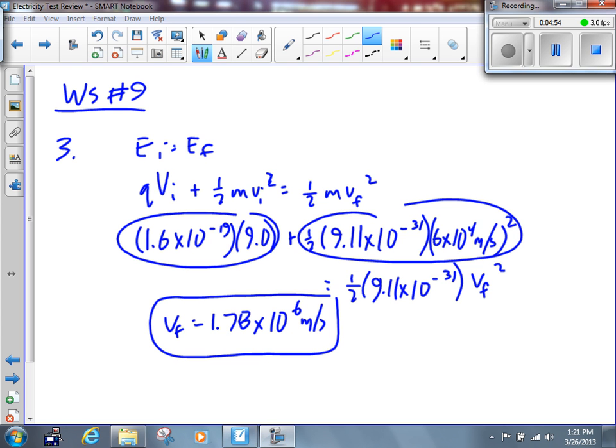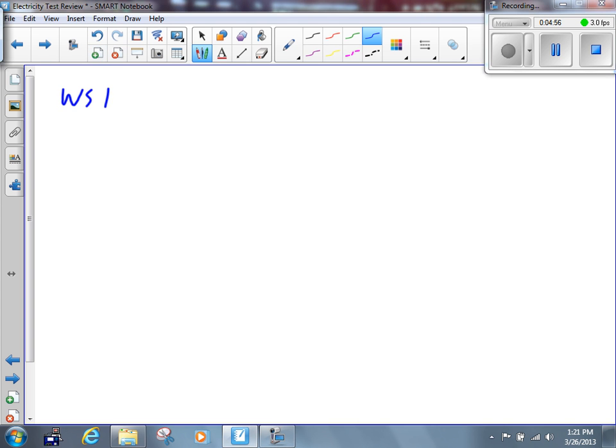Let's take a look at question number 5 on worksheet number 9, at least question number 5A. This one says a potential difference of 100 volts exists between two parallel plates that are this far apart. So the potential difference is 100 volts. If we're analyzing the entire problem from start to finish, we're going to say the initial potential is 100, the final potential is 0. But we could say the initial potential was 160 and the final potential was 60. It doesn't really matter, right? As long as the potential difference is 100 volts.